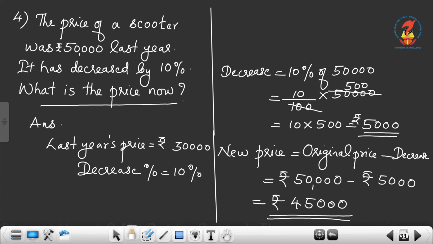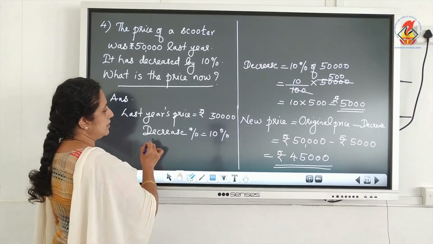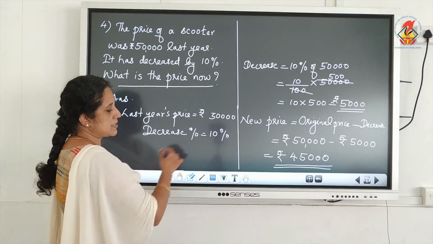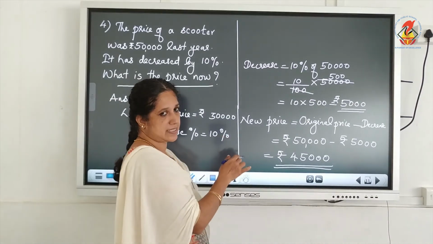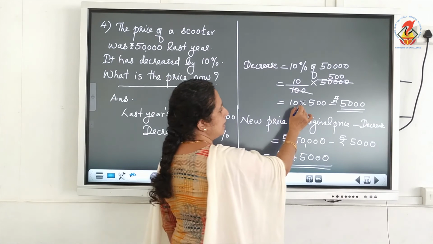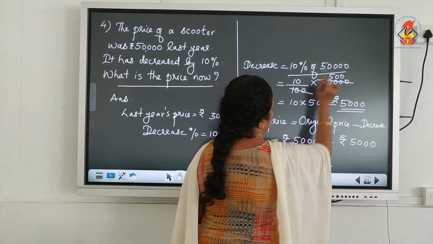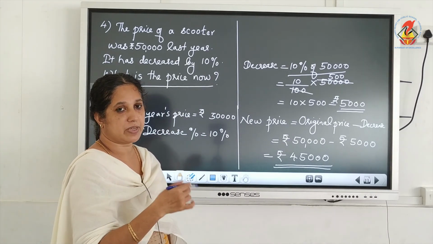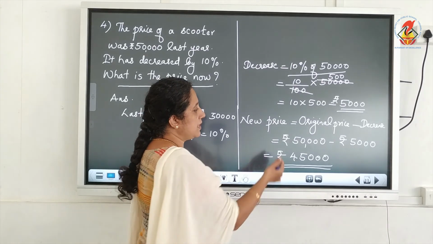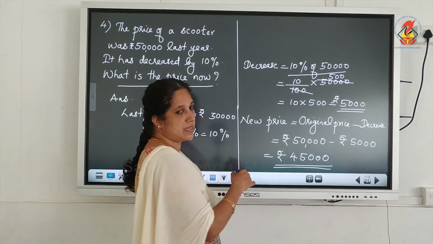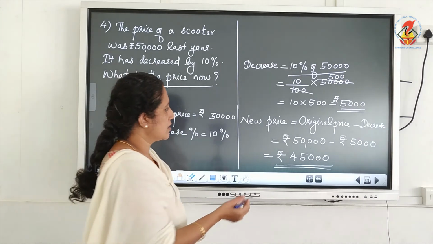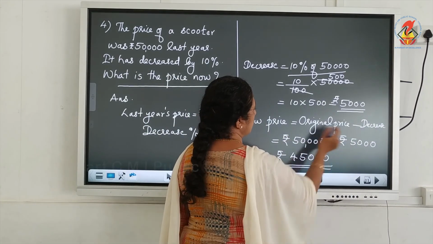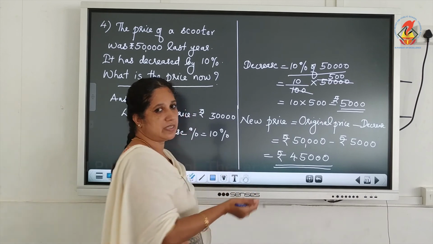This problem also you can solve by applying the unitary method. Otherwise, if you are not applying the unitary method, you can follow this method. Last year's price is given and the decrease percentage is given, so you can find the decrease. The decrease we have to calculate on last year's price, so 10% of 50,000. After that you can find the new price. The new price will be less than the original price because here there is a decrease. So the new price is equal to original price minus decrease. So we can find the answer.